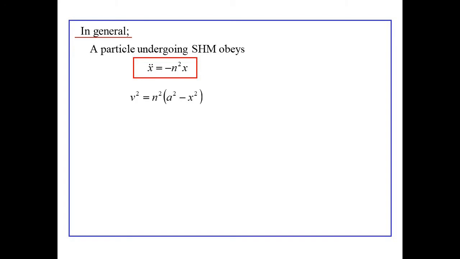Yes, there is this one, v squared equals n squared times a squared minus x squared. I'd be wary of quoting that myself. Have a look at how many marks there are, I guess. If it's just one mark, yeah, of course, quote it, you know. But that allows you to find the path of the particle.